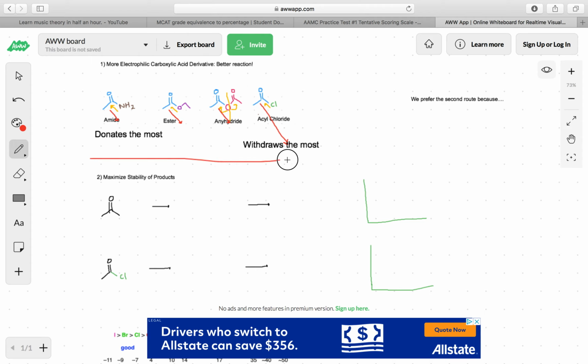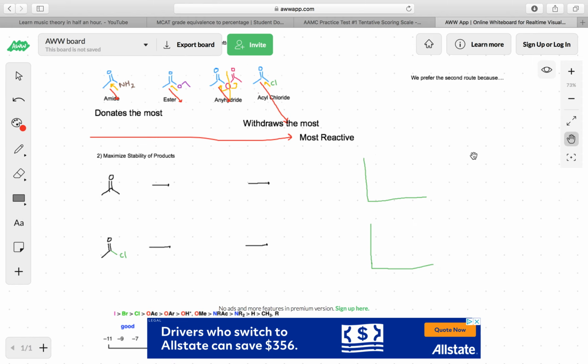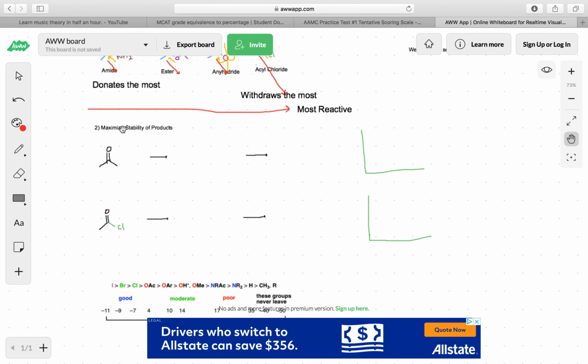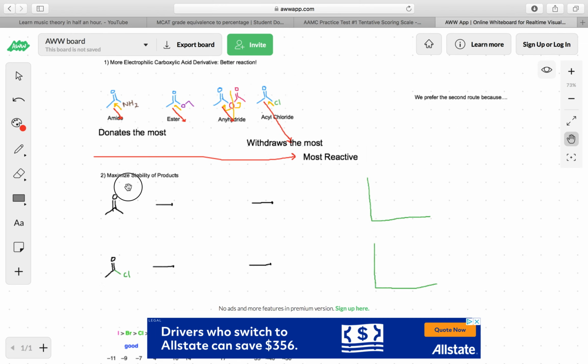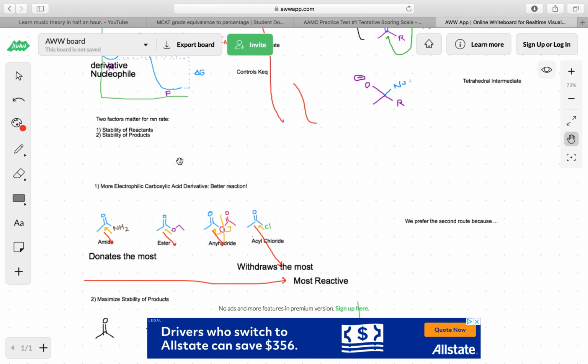So if we draw an arrow going this way, we know it's going to be the most reactive. Reason being because there's a larger positive charge on this carbon right here. The other factor we have to look at is the products. So let's go back to the initial energy diagram we drew.